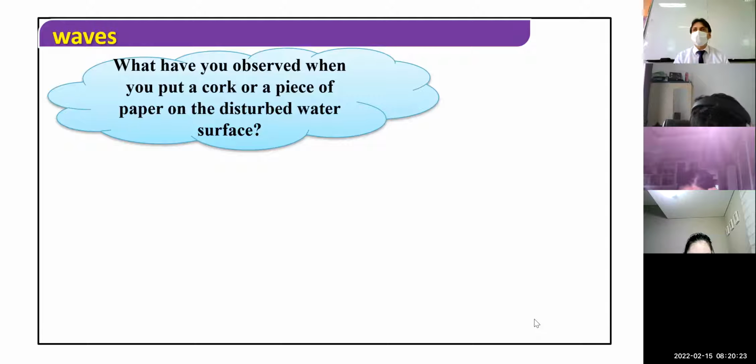As per the question here on the screen, tell me, will the ball, the cork, or the piece of paper travel in the direction of the wave? What happens, children, here? Just guess.